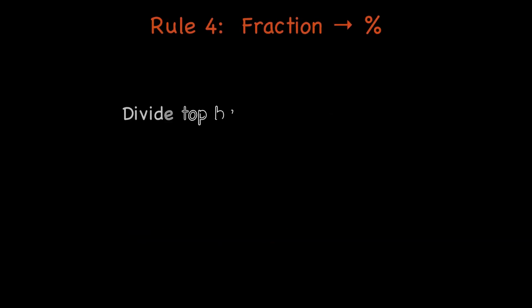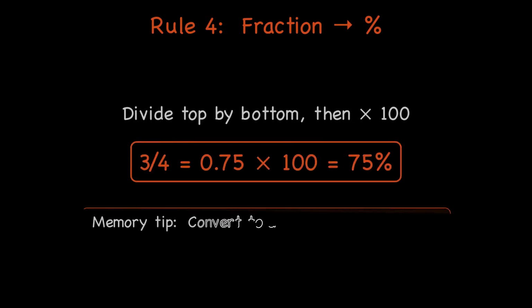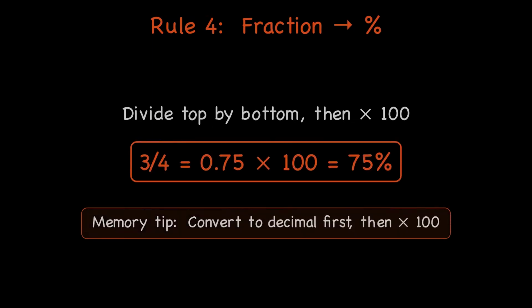Rule 4. Fraction to percent. Divide the top by the bottom to get a decimal, then multiply by 100. 3 over 4. 3 divided by 4 equals 0.75. 0.75 times 100 equals 75%.